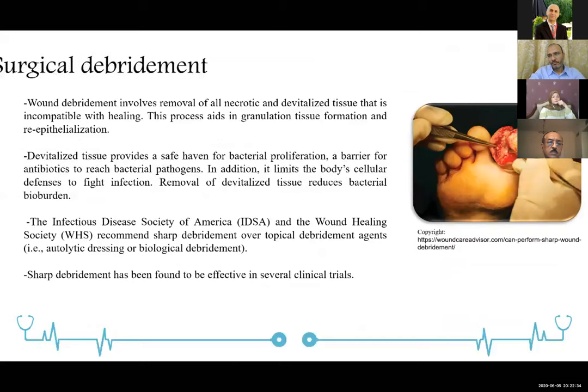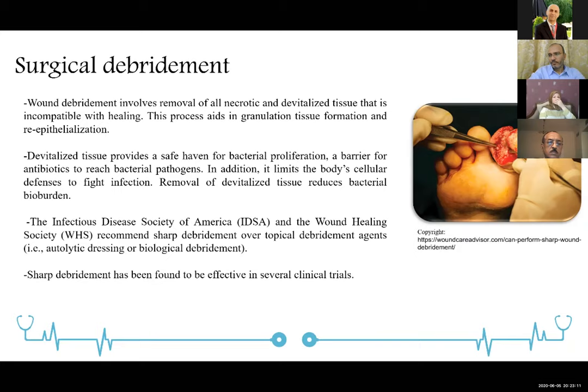Now I will go to surgical debridement. Surgical debridement involves the removal of all necrotic and devitalized tissue that is incompatible with healing. This process aids in granulation tissue formation and re-epithelialization. Devitalized tissue provides a safe haven for bacterial proliferation and a barrier for antibiotics to reach bacterial pathogens. In addition, it limits the body's cellular defense against infection. So the removal of devitalized tissue reduces the bacterial bioburden.